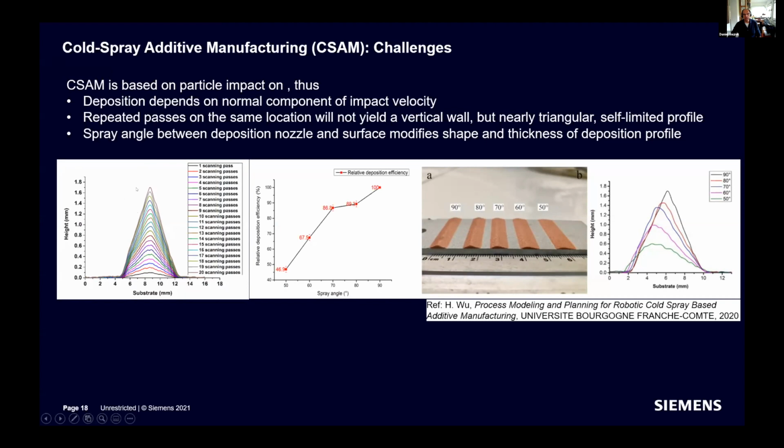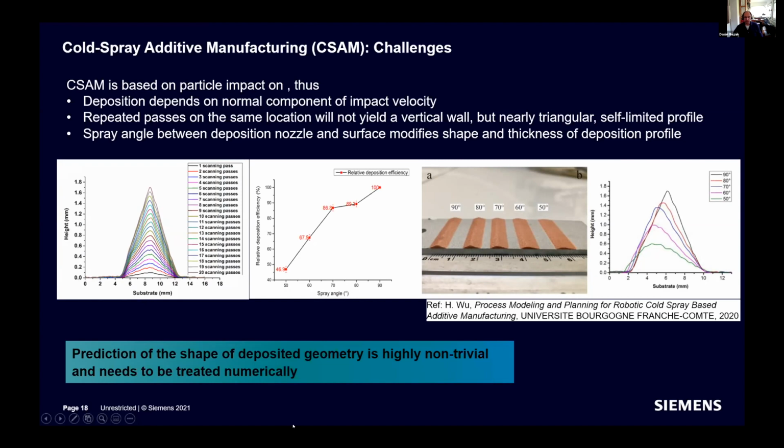because the deposition on the sides of the triangle has lower deposition efficiency than on the flat surface, and then everything will build self-limited to some height, and then the deposition ceases. Also, the shape and the height are dependent on the tilt angle between the nozzle and the substrate, which might be okay for a substrate, but it's getting harder if you build something up and you have to track what you have already built. So the challenge in cold spray additive manufacturing is actually the prediction of the shape. Differently from DED welding, where you actually know what element you activate when, here the prediction of the shape of what you deposit is non-trivial and needs to be treated numerically.